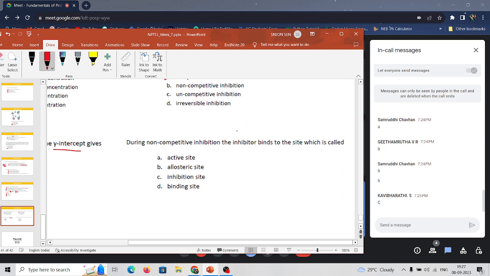So during non-competitive inhibition, the inhibitor binds to the allosteric site, and it is responsible for regulating the normal function of your enzyme, for the switching function of the enzyme. So the correct answer is B, and that is the allosteric site.